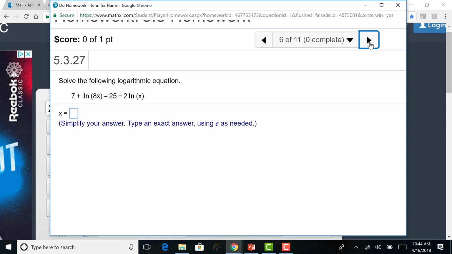Okay, so now this is going to be E to the what equals what? E to the 18 power is equal to what? 8x cubed. What am I trying to get by itself again? X. What should I do to both sides? Let me rewrite this real quick. Divide both sides by 8. So now I've got this, and this is equal to that over 8.